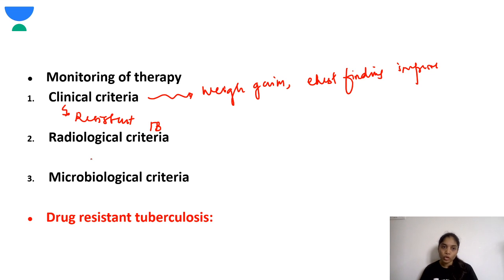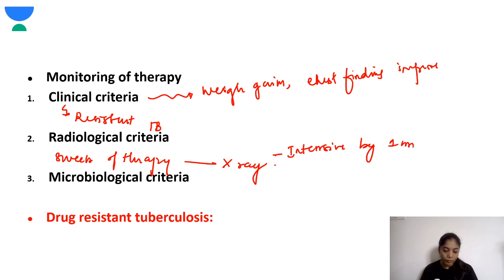Okay, so then the following should be considered. When it is radiological, what is the radiological criteria? Always the clinical improvement happens first, then there is radiological improvement. So after 8 weeks of therapy you get an x-ray done. If the x-ray findings are improving, then it's good. If there is a delay in radiological change, or a delay in clinical features, you prolong the intensive phase by 1 month. Then slowly you can go for the continuation phase.